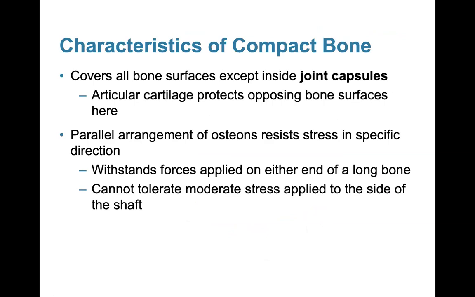So looking at compact bone, it covers all bone surfaces except the inside of joint capsules. The articular cartilage protects opposing bone surfaces here. Parallel arrangements of osteons resist stress in a specific direction. This will actually withstand forces applied on either end of the long bone, which is typically where a lot of force will be applied. It cannot tolerate moderate stress applied to the side of the shaft, and oftentimes that can be a site for breaks. If you hit the side of a bone, especially in that shaft, you'll cause a break pretty easily.